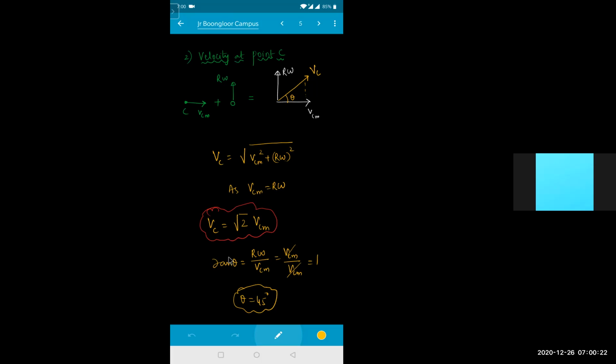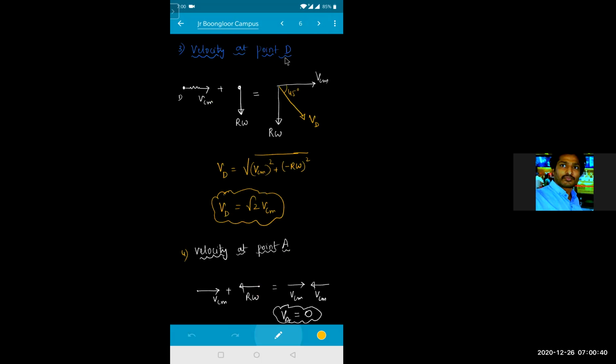Now, tan theta is how much? Tan theta is equal to R omega by VCM. R omega and VCM are equal, so VCM gets cancelled, and that is one. So theta will be equal to 45 degrees. Clear?